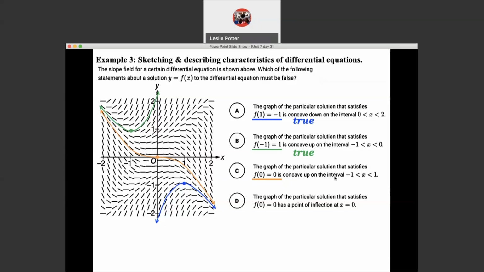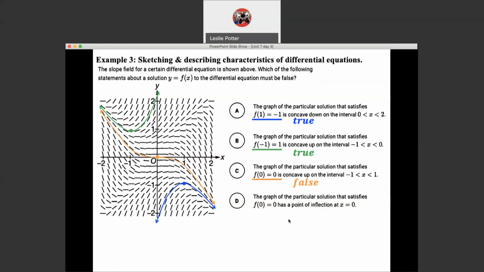Okay, so we're looking at the interval, we're looking at the middle. The statement is, if I draw through (0, 0), and I look in the interval from -1 to 1, I should see something that's concave up. And they don't. It's concave up on the left, but it's concave down on the right. So this is false. So that's got to be the answer to the question because we're looking for false statements.